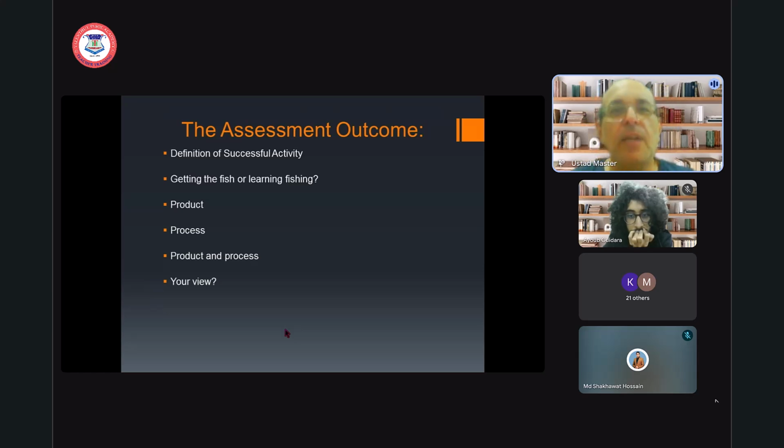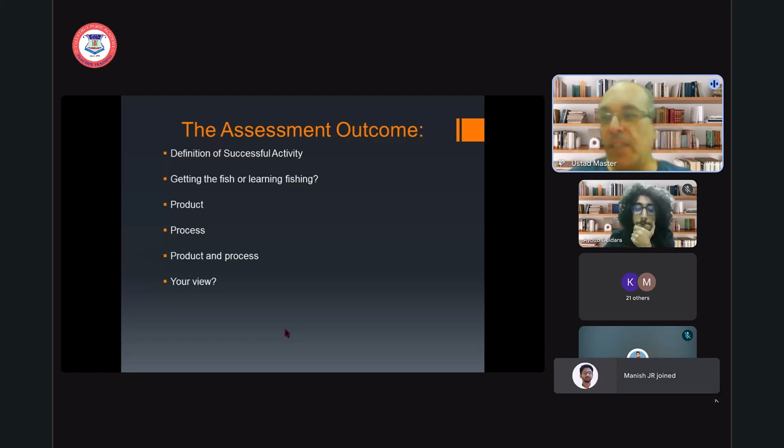Here we have to ask ourselves, what is your definition of success in a critical thinking task? Here you see the second line. Do you want the students to just get the fish from the sea, or do you want to make your students learn how to fish? Do you want them to learn fishing? So these two things are the central point in a critical thinking task. My idea is that I want them to learn how to fish, so that in the next activities they can come up with really good ideas.